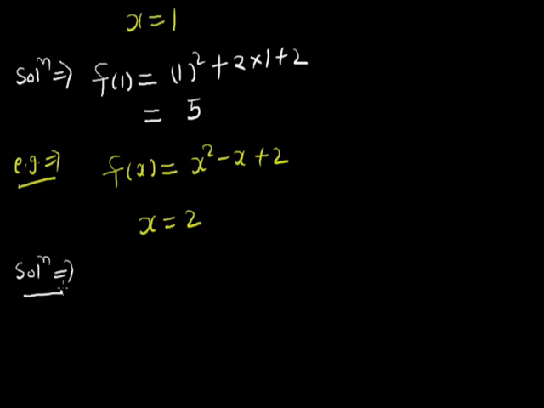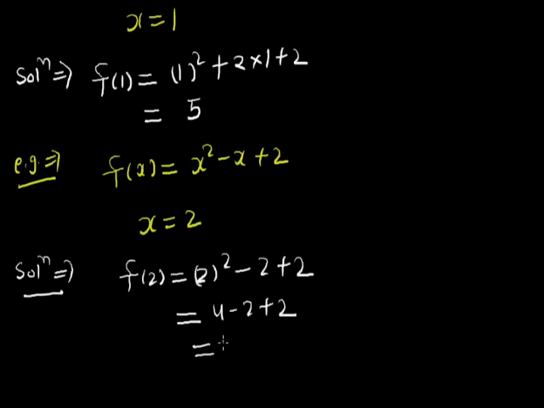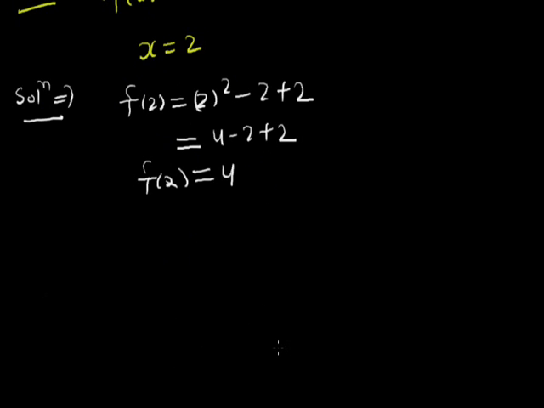What do I have to do? I have to put x is equal to 2 in the place of x. So f of 2 is given by 2 square minus 2 plus 2. If we simplify this expression, then the value of f of 2 becomes 4 minus 2 plus 2, so this is equal to 4. So the value of this polynomial at x is equal to 2 comes out to be 4. This is the way by which we can find the value of the polynomial at a particular point.